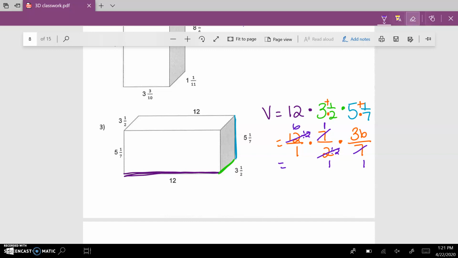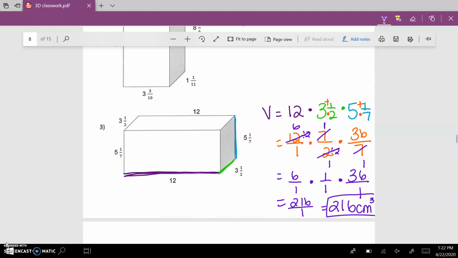So now if I rewrite my new numbers, it's like saying 6 over 1 times 1 over 1 times 36 over 1. All right, and then we just multiply straight across. So 6 times 1 is 6. 6 times 36, if you type it in your calculator, is 216 over 1. So this would be 216. And I believe they said these were centimeters, and it would be cubed.